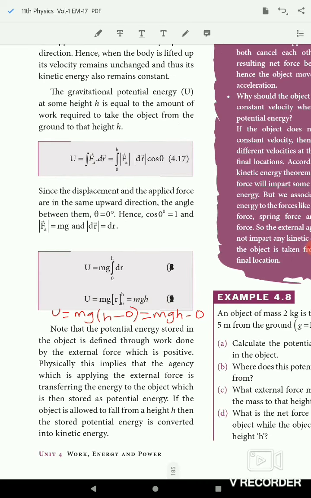Okay. So, note that the potential energy stored in the object is defined through the work done by the external force, which is positive. Physically, this implies that the agency which is applying the external force is transferring energy to the object, which is then stored as potential energy. If the object is allowed to fall from height h, then the stored potential energy is converted into kinetic energy.